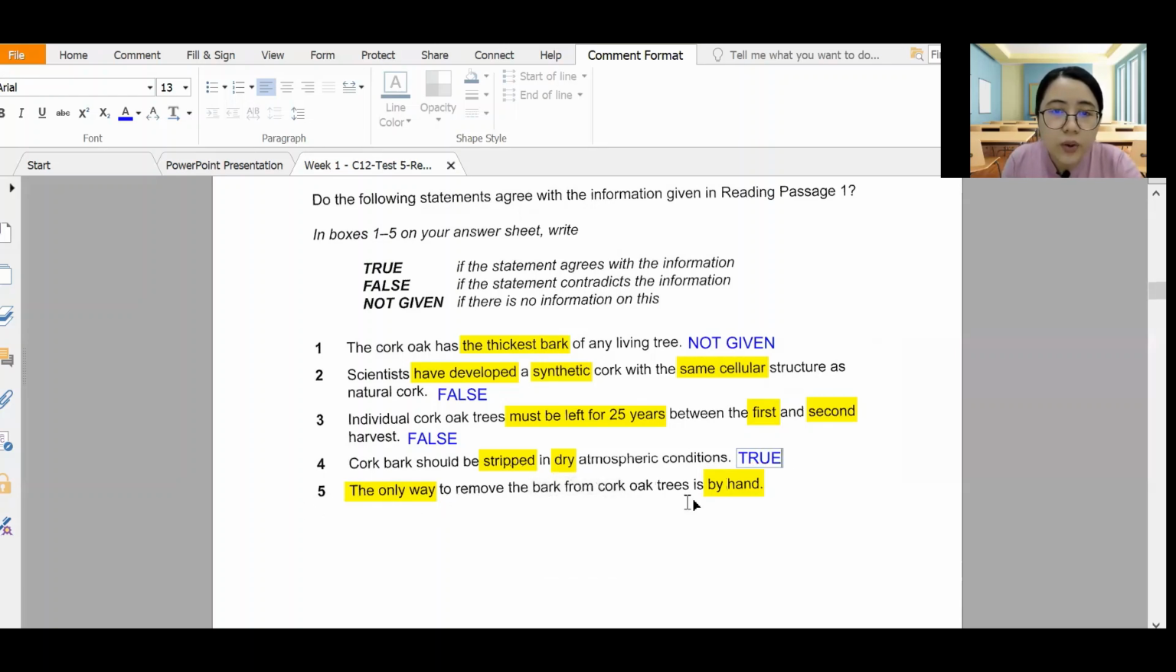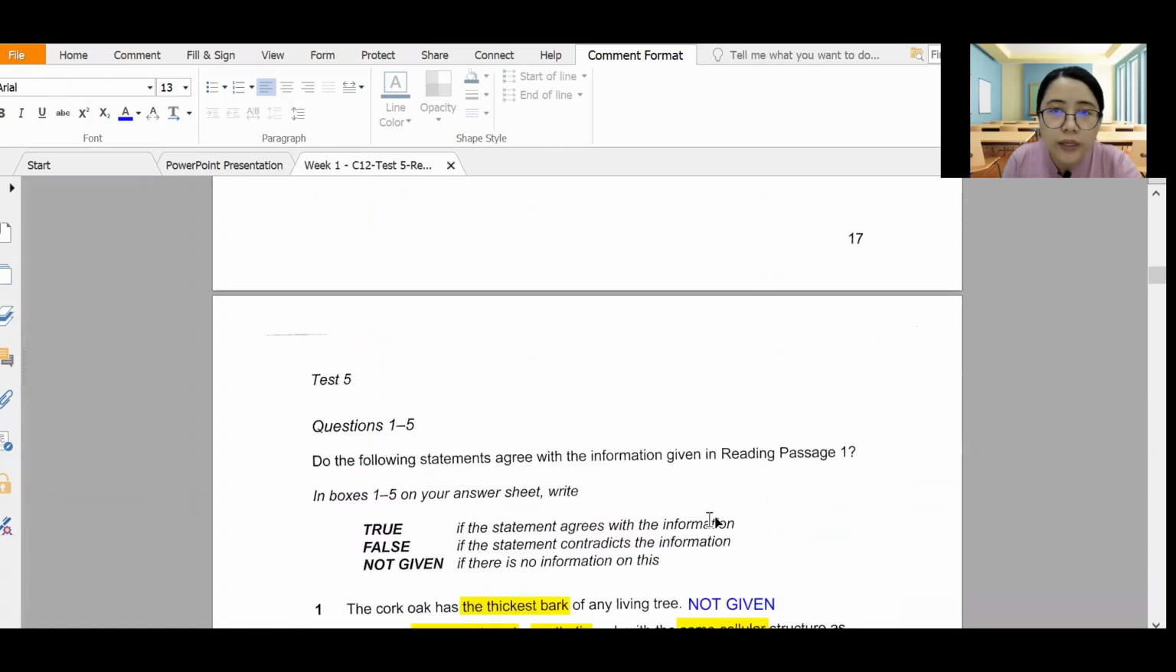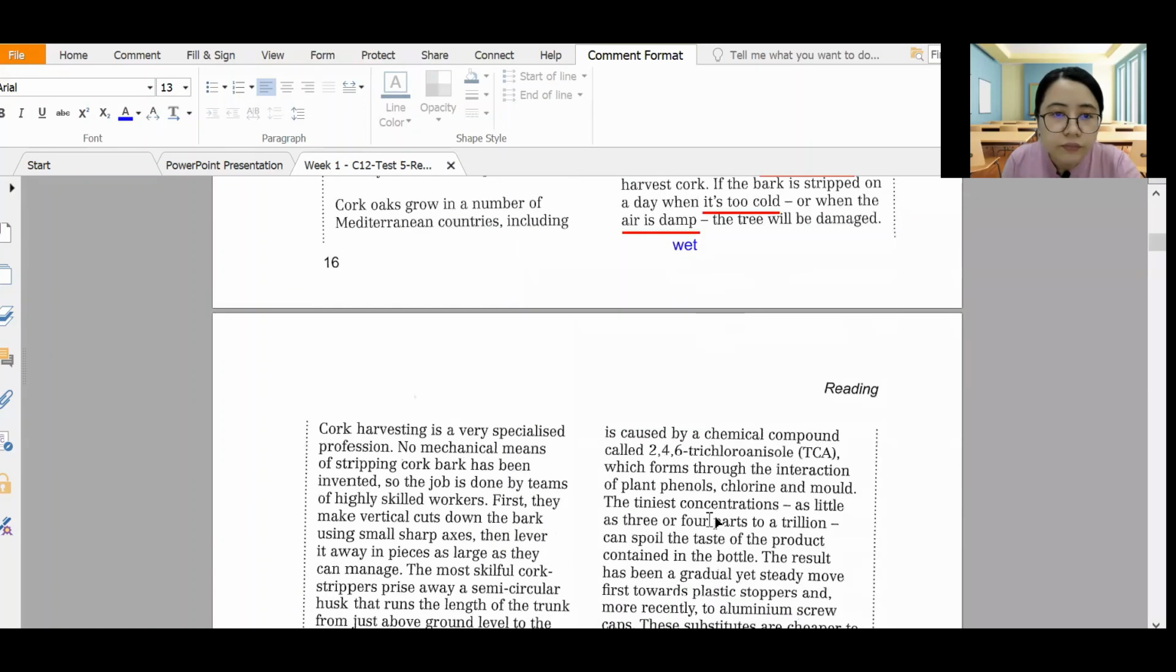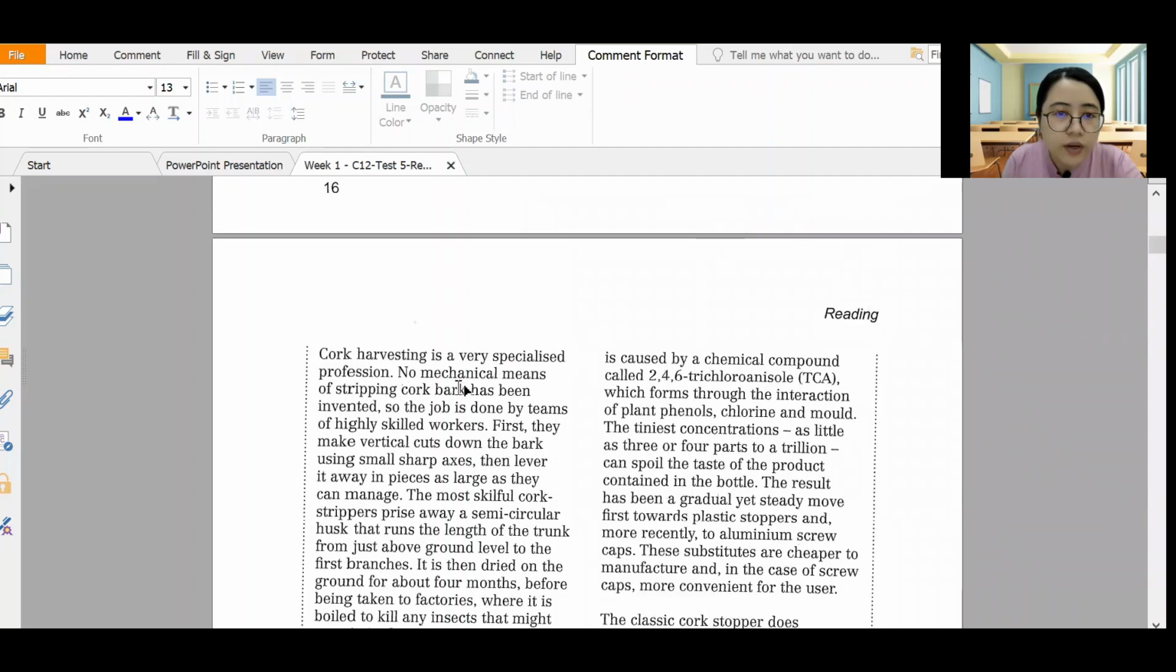And the only way to remove the bark from cork oak trees is by hand, the only way. Let's see. Cork harvesting is a very specialized profession.